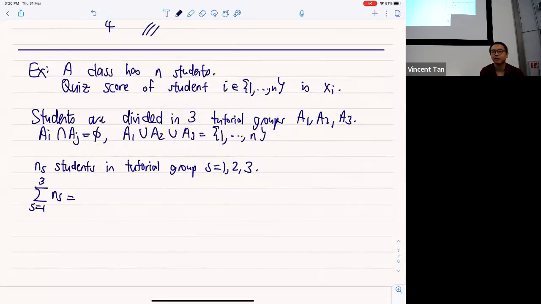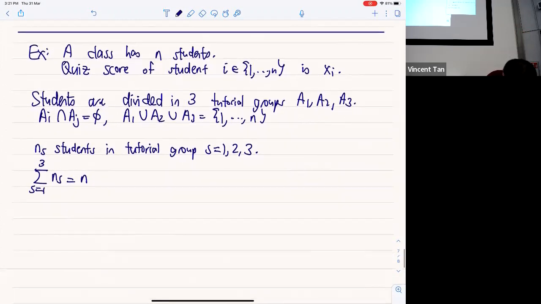This is what a symbol is. All right. Very good, and so you understand the story. So that's the sum of all the students. I look at all the students in tutorial group A, tutorial group B, tutorial group C, I add them up. Cool. Right, this is the story.